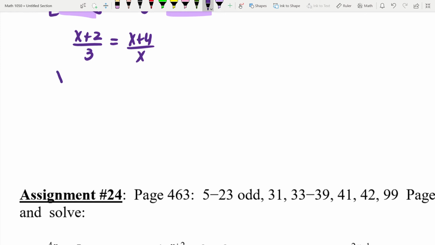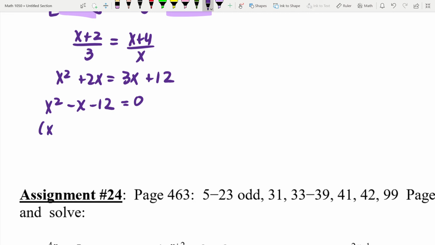Cross multiply. x to the second plus 2x equals 3x plus 12. What do I do now? All on one side. So you have x to the second minus x minus 12. Is that complete? Is that good? What's wrong? Equals 0. Yes. Factor: x and x. 12 goes to 3 and 4. Signs are different. Biggest is a negative. x equals 4 and negative 3.